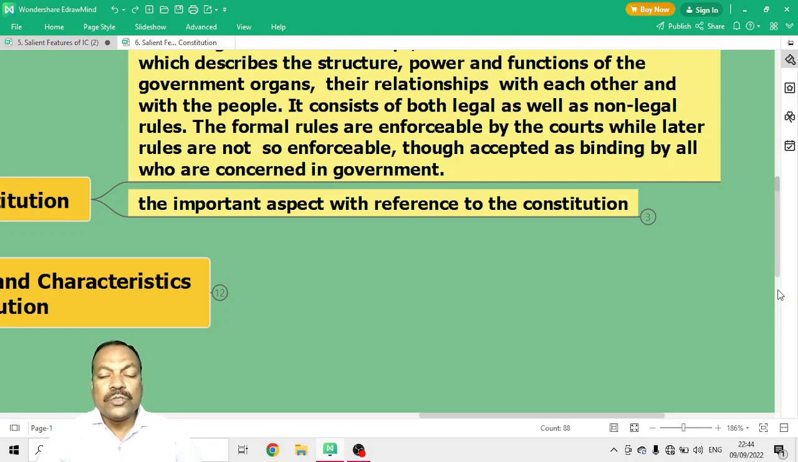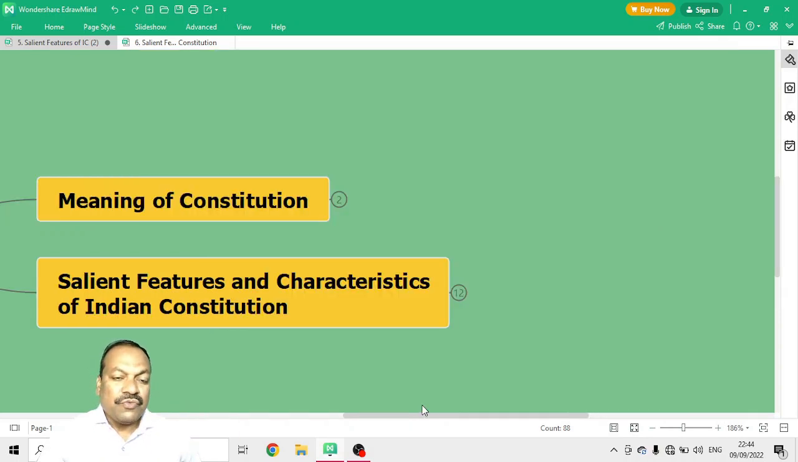So there are certain rules. Some rules are called legal rules. Some rules are called non-legal rules. The legal rules which have been described are enforceable by law, whereas the non-legal rules are not enforceable at law. In this way, we are knowing the meaning of the constitution.